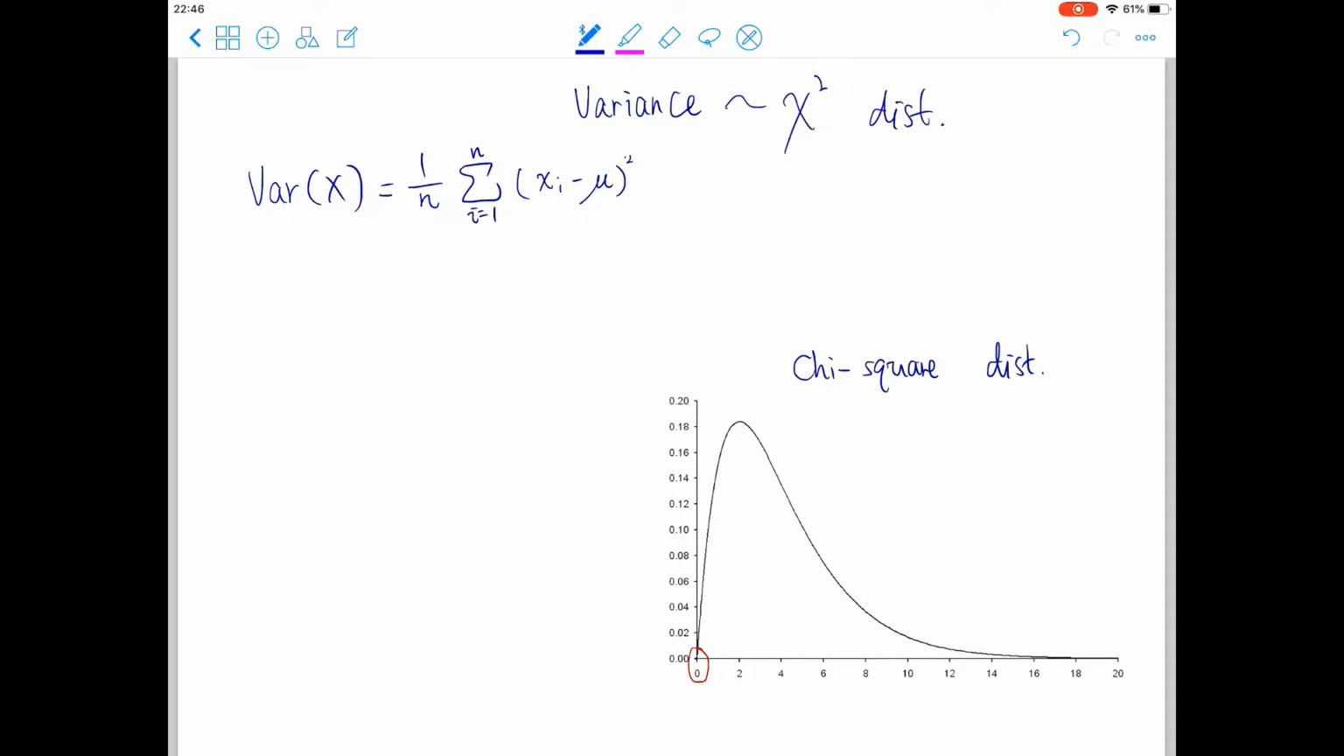Remember, the chi-square distribution is always positive, since we take a square on the difference. So in this part, no matter whether the difference is positive or negative, after we take a square on it, it should be positive, which is greater than or equal to 0. So the variance of the whole distribution should be positive.